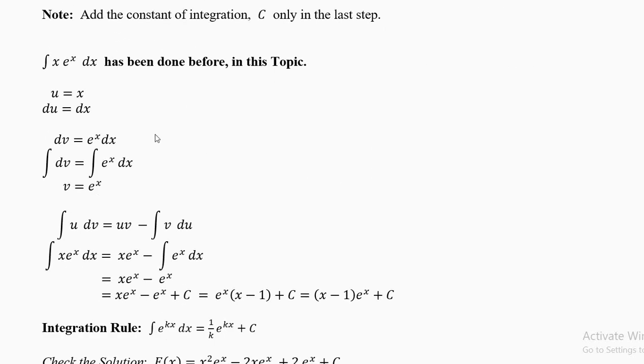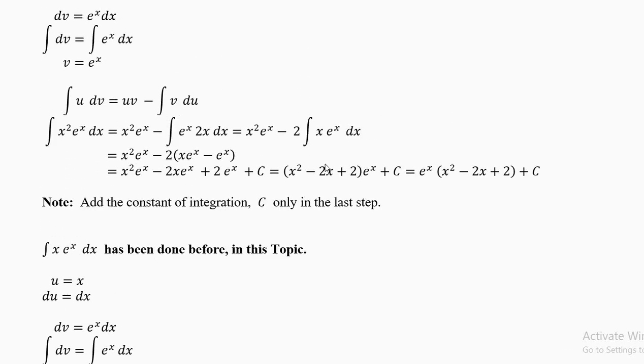How did we do it? We put u equal to x, du equal to dx, dv equal to e power x dx, v equal to e power x. Do the complete integration by parts for x into e power x and copy the answer here. What is the answer? X into e power x minus e power x. Copy the answer without the c.